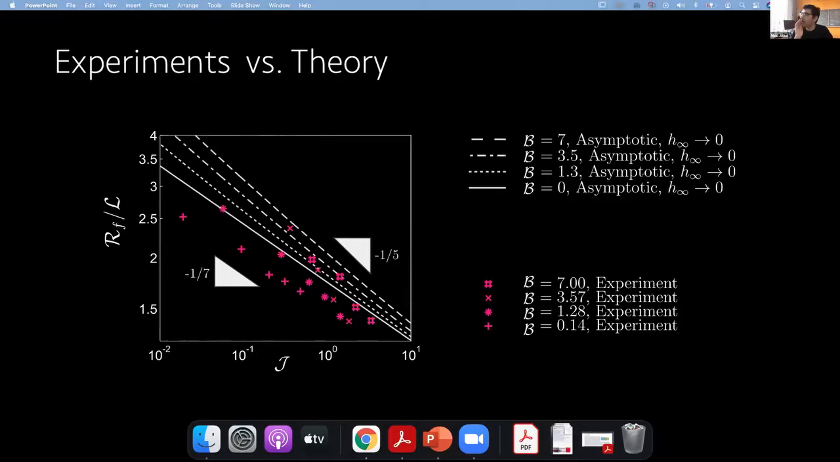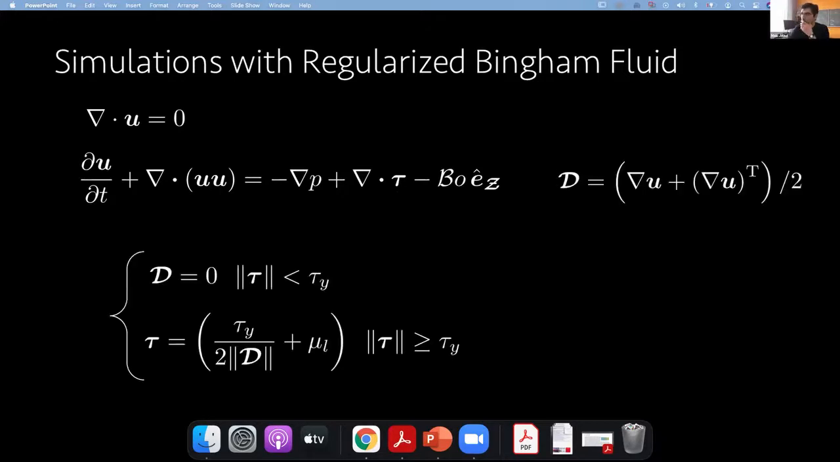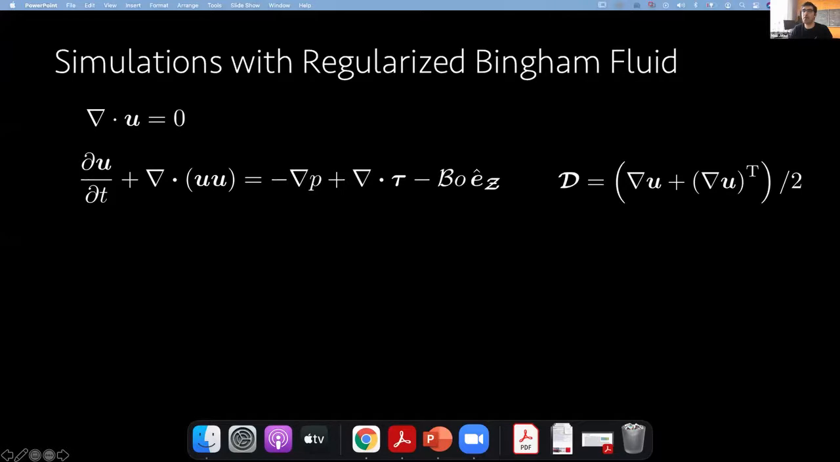The first thing that came to mind was, let's go beyond the lubrication theory and start solving the full momentum equations. The momentum equations are like this: continuity equation, momentum equations. The main difference is that my stress tensor here is now different because I have all these rheological effects. The stress tensor for the so-called Bingham model is like this. Again, as I said before, below the yield stress there is no deformation, and above the yield stress I get the flow. But to be able to easily implement these rheological effects, we use the regularized version of this.